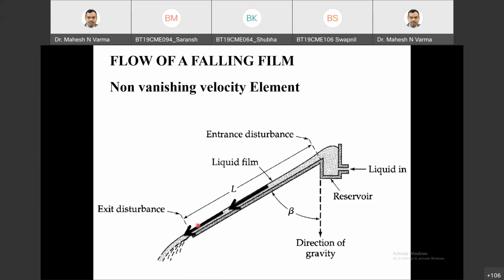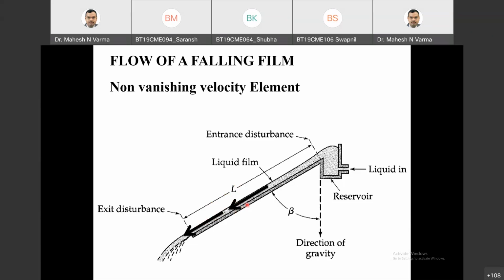Perpendicular to the plate is one direction. This L is one direction, and perpendicular to the screen is another direction. There is no velocity in any other direction. There is only one velocity, which is parallel to the length. This is the only velocity available. This is clear to everybody. There is no velocity perpendicular to whatever screen you are observing.